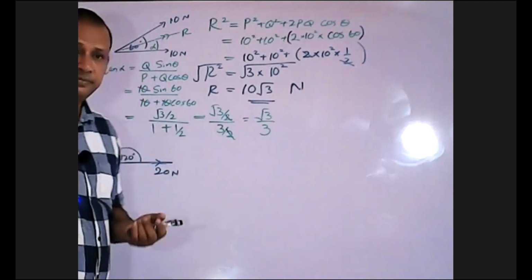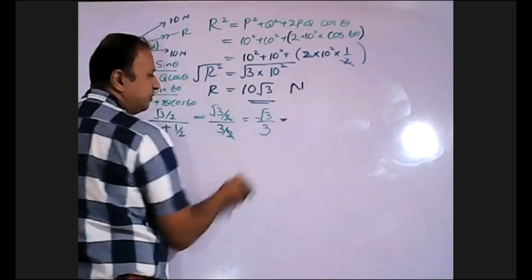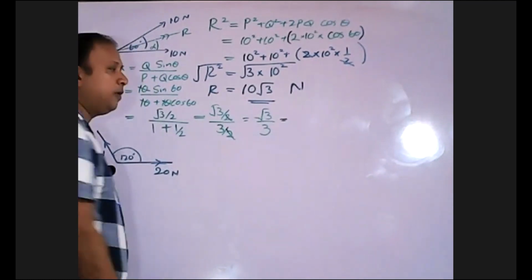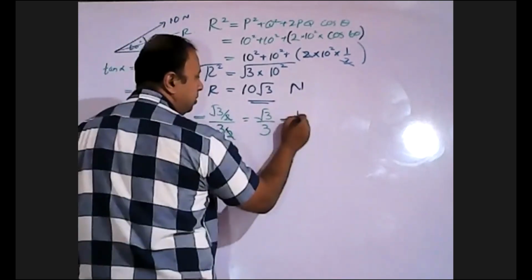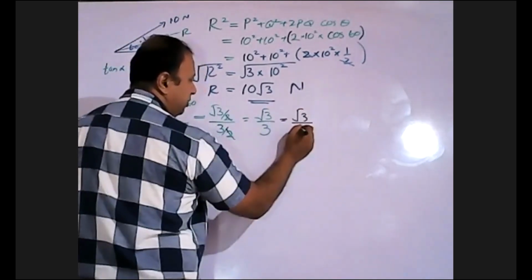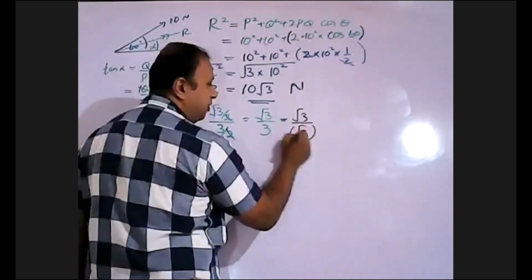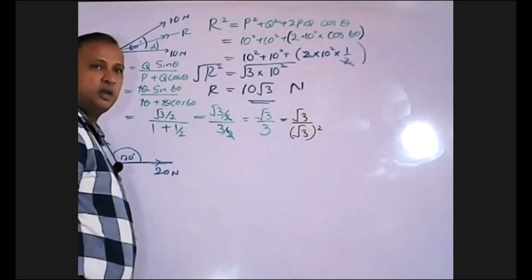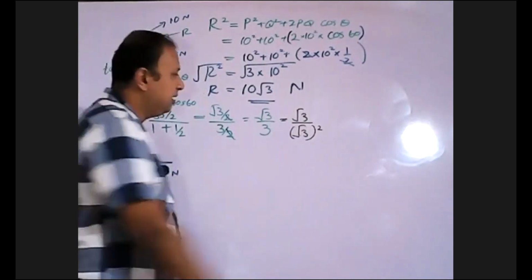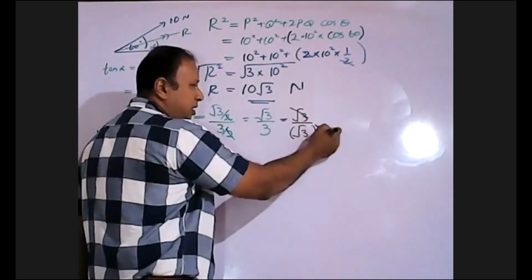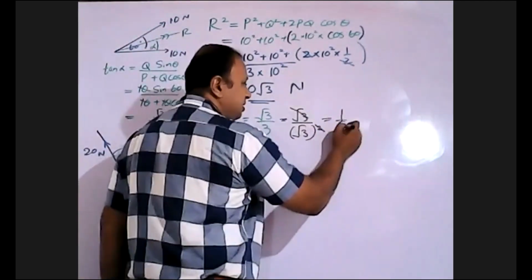What is the answer? It is 1 over root 3. Okay, I will explain it once. Root 3 over 3: 3 is equal to the square of root 3, because if you square root 3, you will have 3. Therefore, one root 3 will be cancelled out with the other. Therefore, this is equal to 1 over root 3.